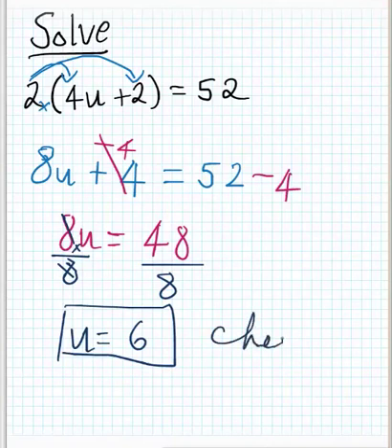So make sure you go back and do your check if it's not too difficult. And this one, we've got a whole number, so it's not too hard. So now if u is 6, so imagine if u was 6. So we have 4 times 6. So 4 times 6 is 24. And then 24 plus 2, because 2 is in the brackets. So 24 plus 2 is 26. And then 2 times 26 would be 52. So we got it.